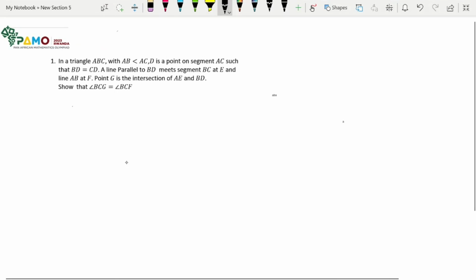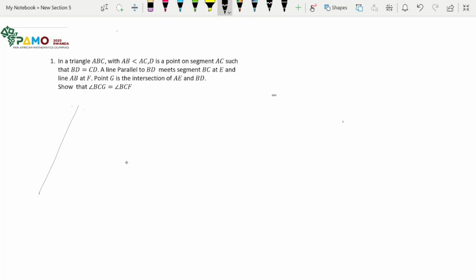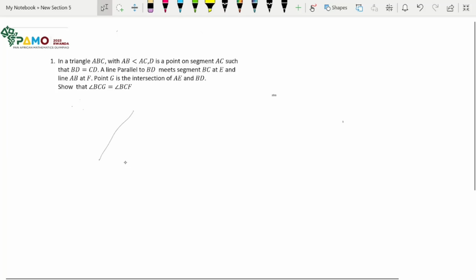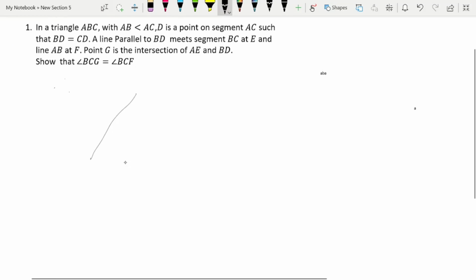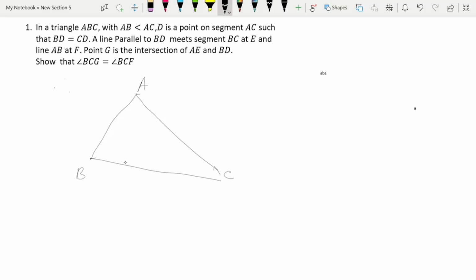Ideally in a geometry problem, the first way to start would be to draw a diagram. Let's not draw something too big. They said AB is less than AC, so assuming A is at the top, AC has to be longer. So we could have something like this. Not the best representation, but it works fine.